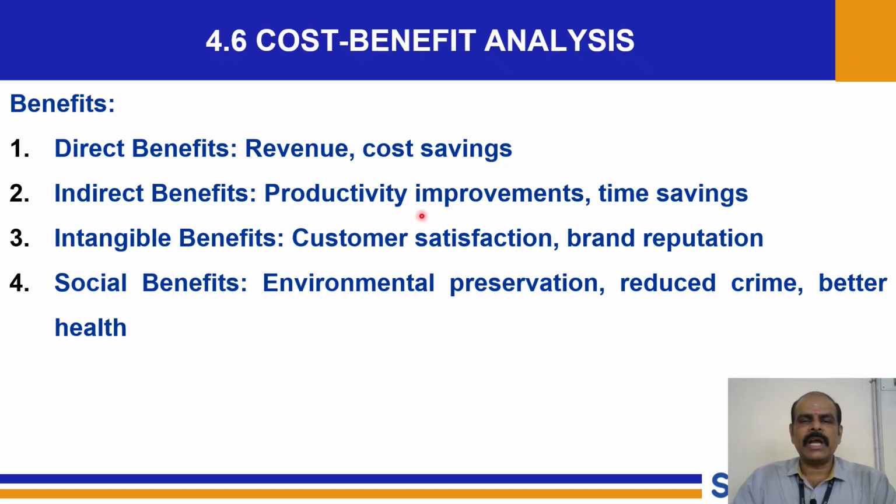Indirect benefits: productivity improvements, time savings. Intangible benefits: customer satisfaction, brand reputation. Social benefits: environmental preservation, reduced crime, better health. See, reduced crime may not be applicable for warehousing automation, but here crime means legislations. That's how we can go ahead.